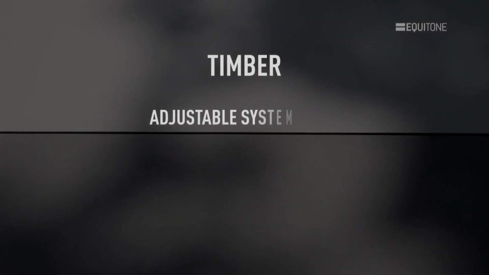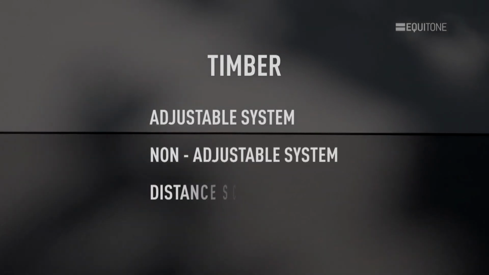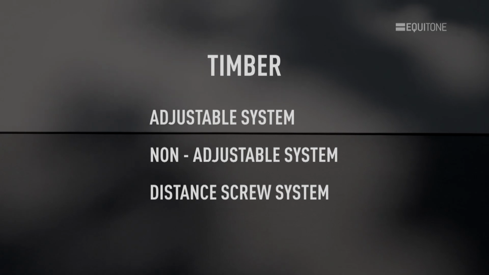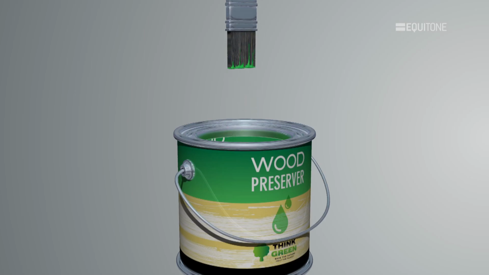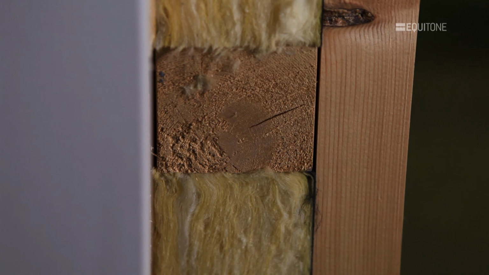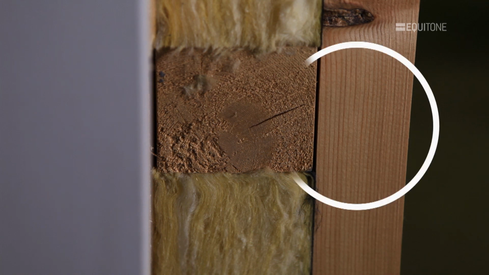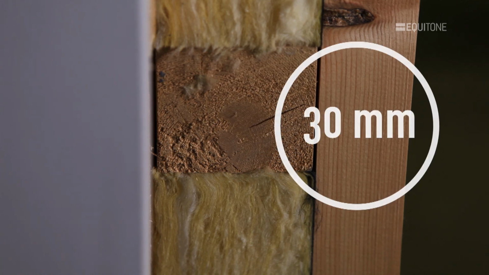There are three options for timber subconstruction: adjustable, non-adjustable, and the distance screw method. The grade of timber suitable for use in a ventilated facade and whether it is to be treated with preservative can differ from country to country. The batten should be a minimum of 30mm thick.